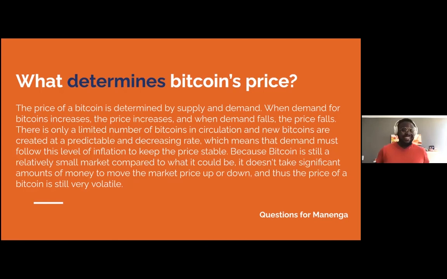Long story short, supply and demand. When demand increases, the price increases. When demand falls, so does the price. Simple as that. But you may be wondering, then why is it so volatile?